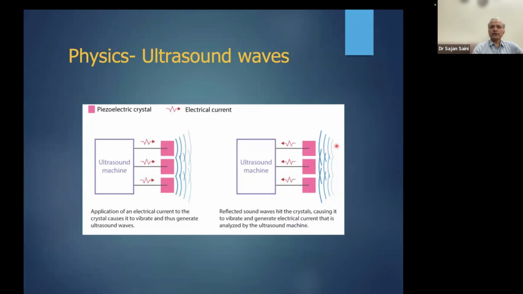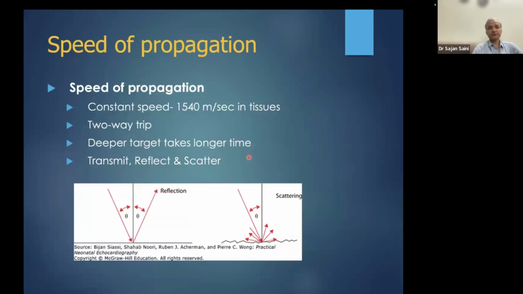Once these ultrasound waves hit the target and come back, they approach the transducer once again, and the transducer detects these reflected ultrasound waves. It produces a current, and this current goes to the ultrasound machine, which processes the information and projects it on the screen, in the form of 2D, color Doppler, etc. So this is how the ultrasound machine works.